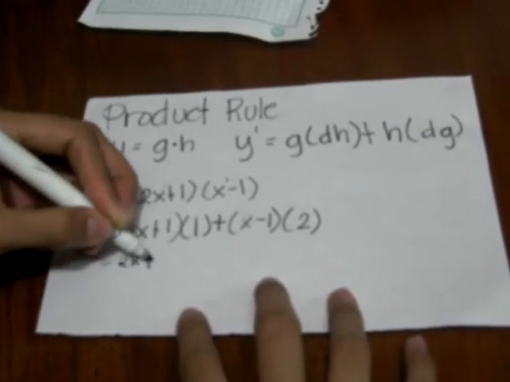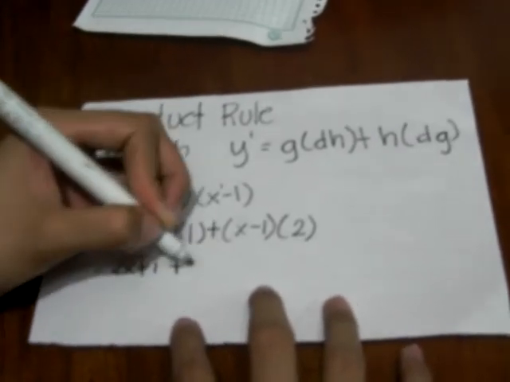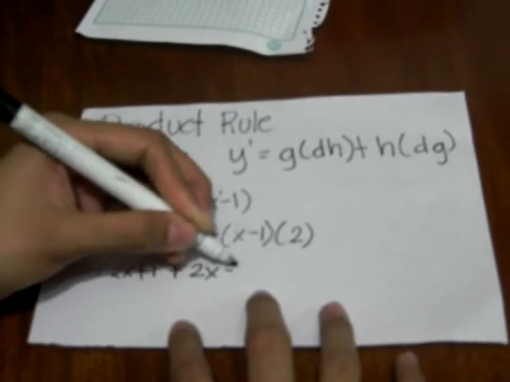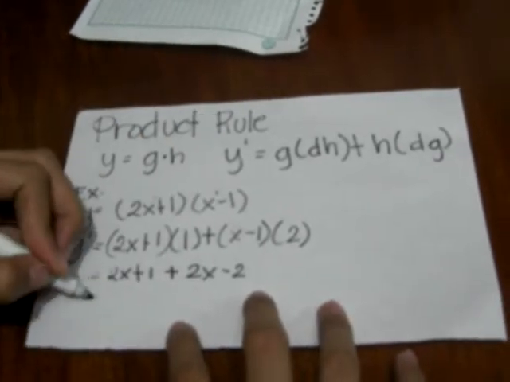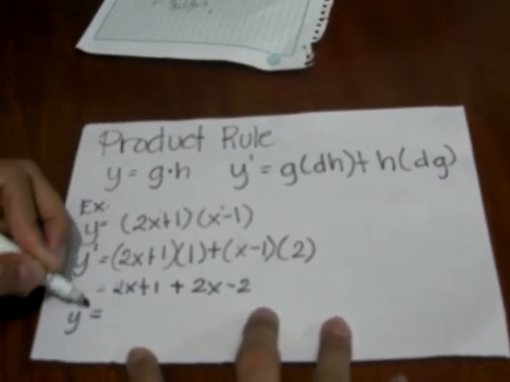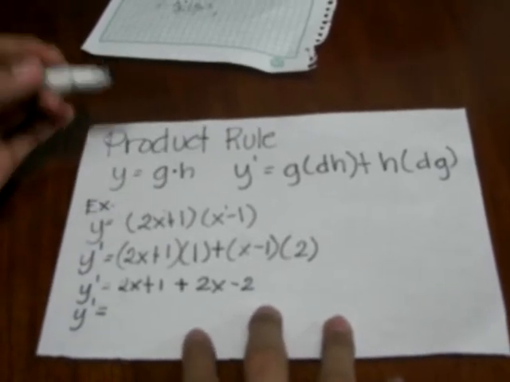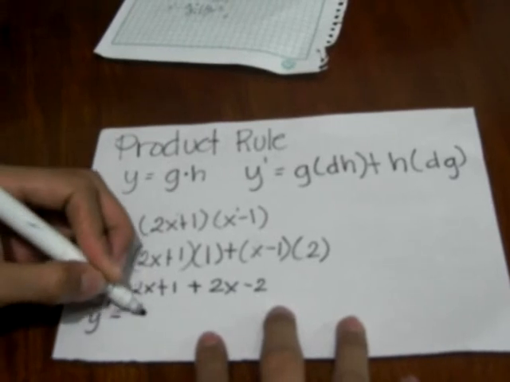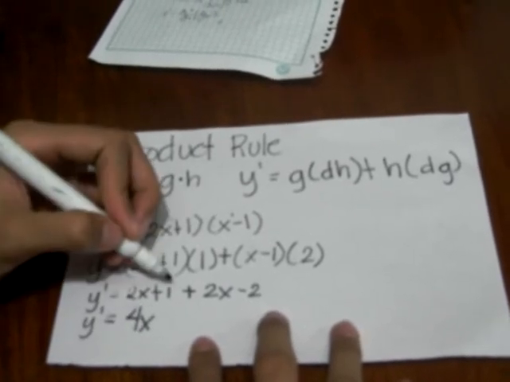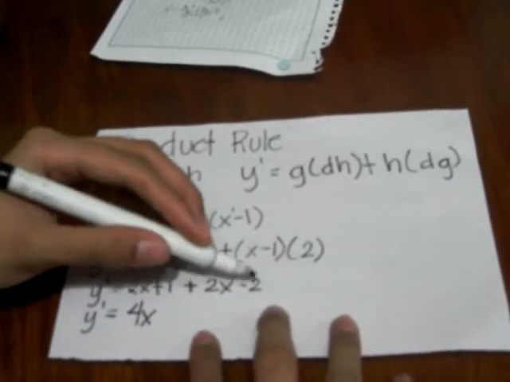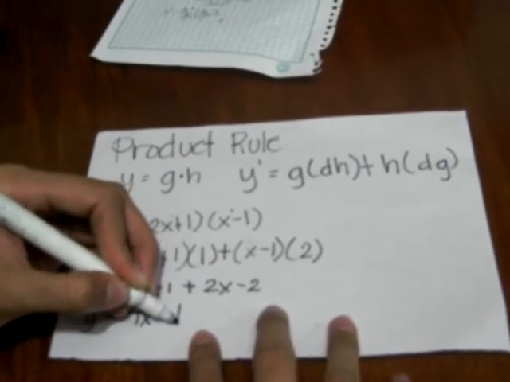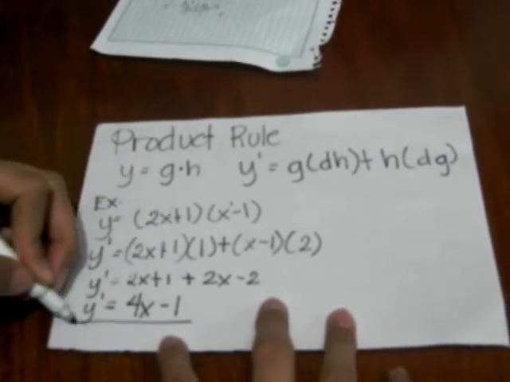2x plus 1 plus 2x minus 2. So here we can add the similar terms. 2x plus 2x, 4x. 1 minus 2 is equal to negative 1. So this is the final answer.